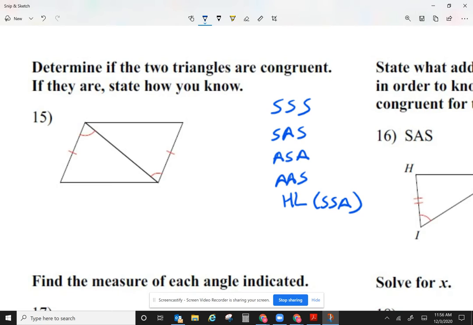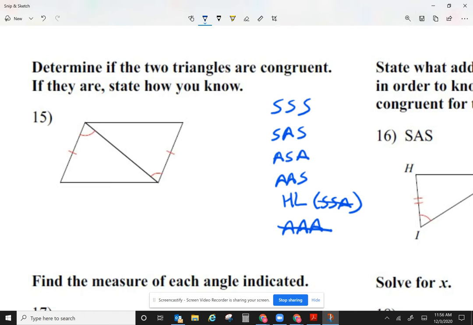Then we also talked about the rule angle, angle, angle. Now, angle, angle, angle shows two triangles having the same shape, but not necessarily the same size. Congruent means same shape, same size. So angle, angle, angle does not work. So side, side, angle is not a good rule. We call it HL if the angle is 90 degrees. And angle, angle, angle is not a good rule. If we get any of those, then we call it not congruent.